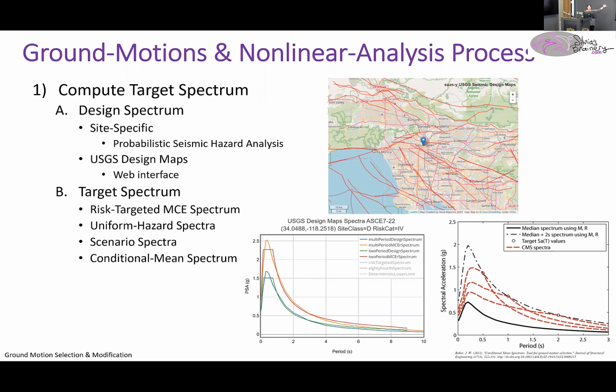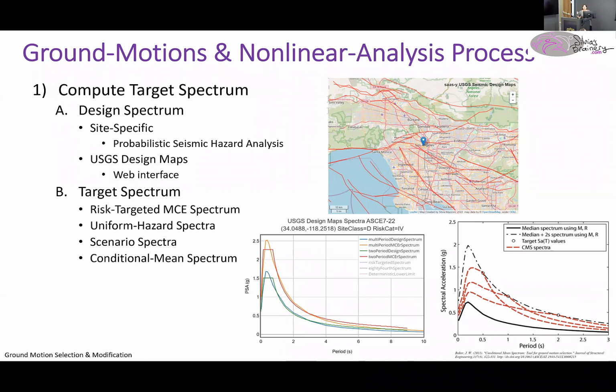Or you can go to the USGS design maps, which are getting better and better, especially now that they're looking at multi-point spectra and bringing in more points on the VS30. They're not site specific, and they're not as good as what the geotech will give you, but they're a really good place to start. And it's included in your tools. So that's a great place to start.